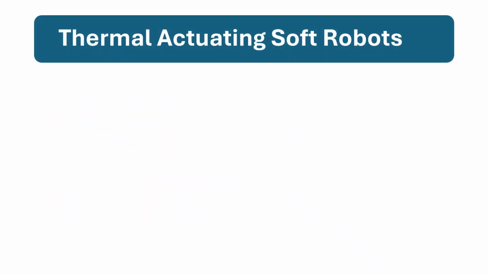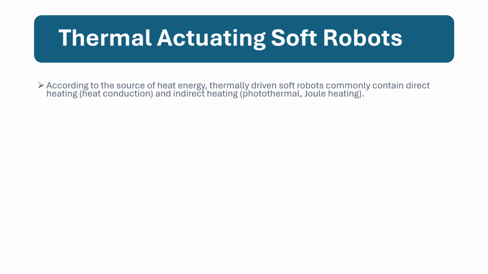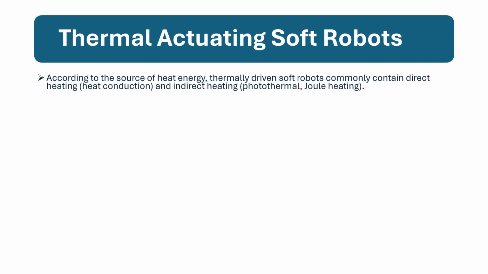Next we have thermal actuating soft robots. So what are thermal actuating soft robots? On what principle do they work? According to the heat energy source, thermally driven robots involve direct heating or indirect heating. Direct heating means with the help of heat conduction. Conduction means heat transfers from one part to another. And indirect heating, like photothermal energy produced with the help of sunlight, and joule heating. So these are examples of indirect heating.